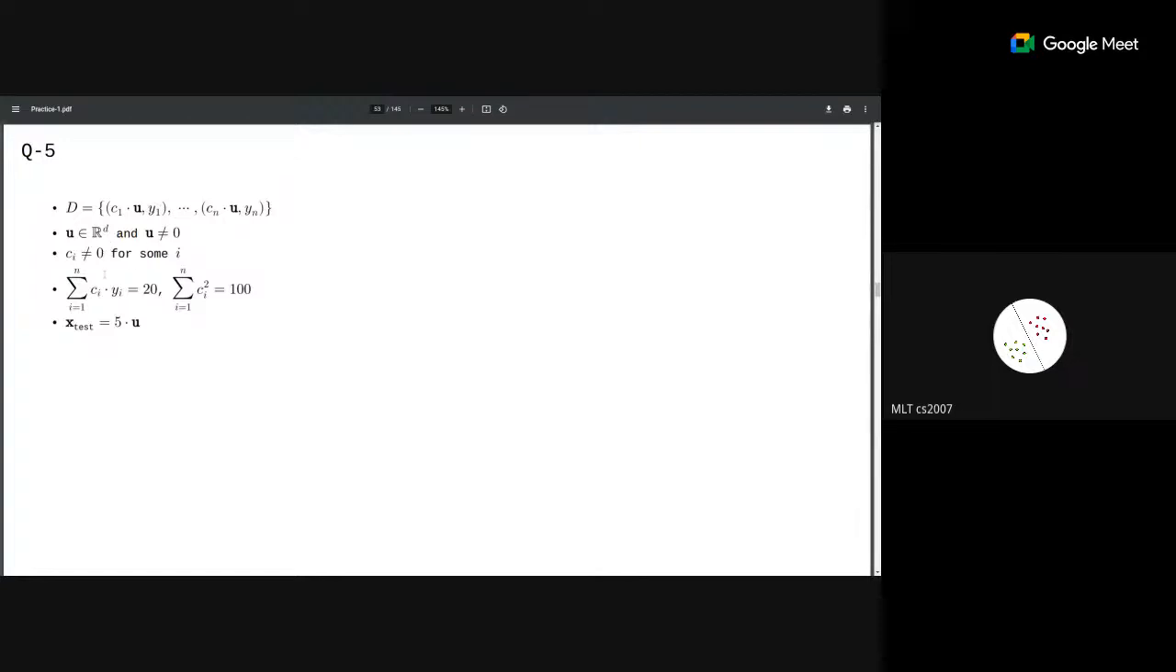These are all extra data, right? That is given to you. U is some vector in R^d, and U is non-zero, and Ci is non-zero for some i. All these are extra information given to you. So is this fact that the sum of Ci Yi is 20 and the sum of Ci squared is 100. All these are part of the question.